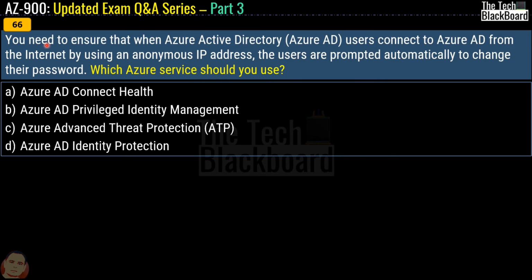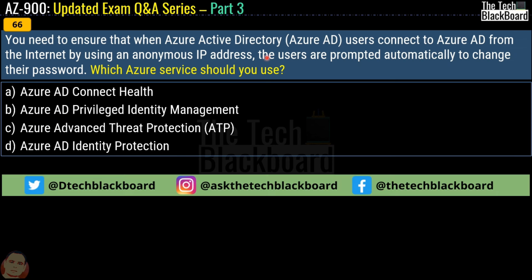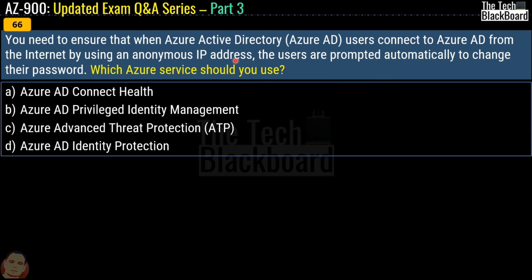The question says that you need to ensure that when Azure Active Directory users connect to Azure AD from the internet by using anonymous IP address, the users are prompted to automatically change their password. Which Azure service should you use? The important keyword here is anonymous IP address. So keep this in mind because this will help you relate the answer when we go to the Microsoft documentation.